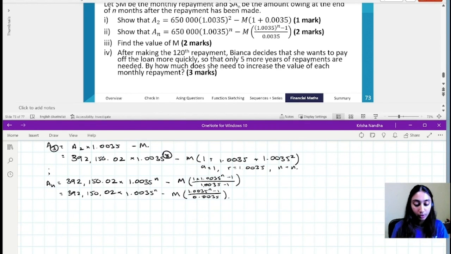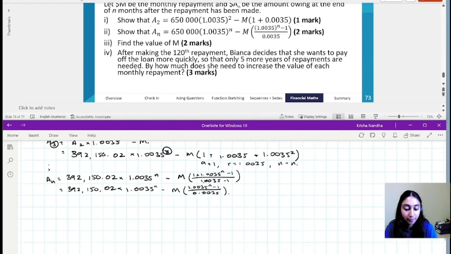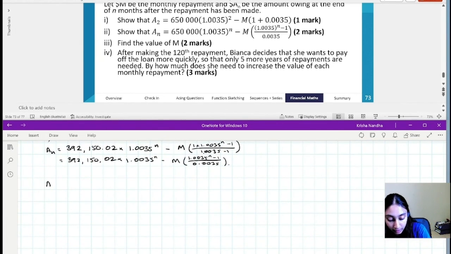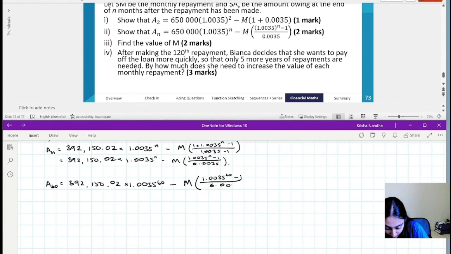Okay, so to actually answer the question now, we only need 5 more years. So n in this case, after 5 years, will be 12 times 5, sorry, not 6, which will be 60. So A60 will be equal to 392,150.02 times 1.0035 to the power of 60, minus M times (1.0035 to the power of 60 minus 1) on 0.0035.